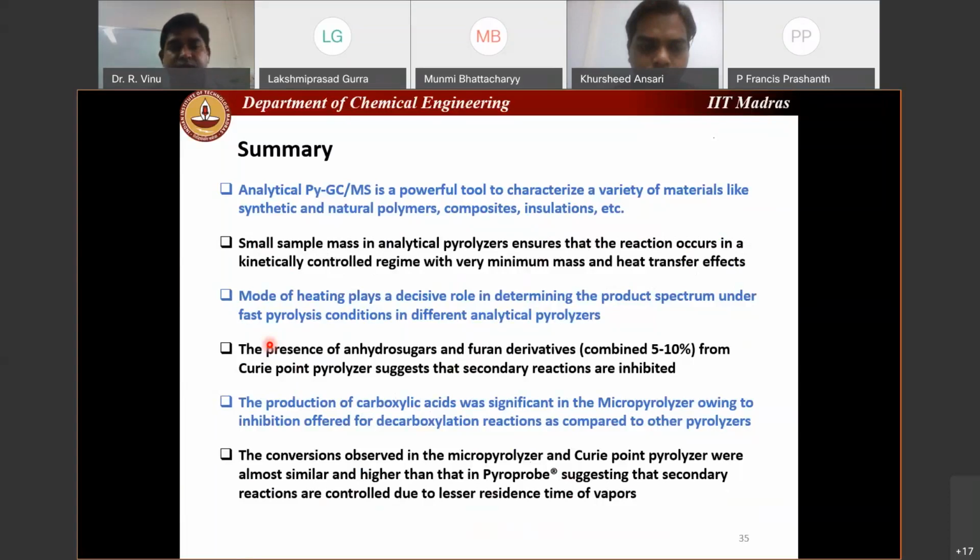And these are some of our results, right? Carboxylic acids were significant. That's an indicator of the primary pyrolysis products, right? And secondary reactions do occur in Pyroprobe. And we have independently done a lot of studies on biomass pyrolysis in Pyroprobe, and we did find that the secondary products, typically aromatic hydrocarbons, are significantly high from it.